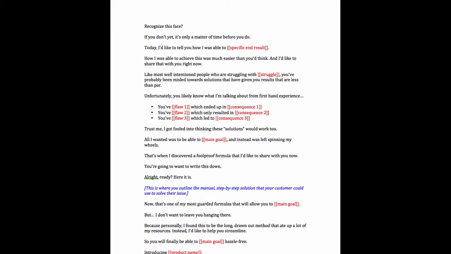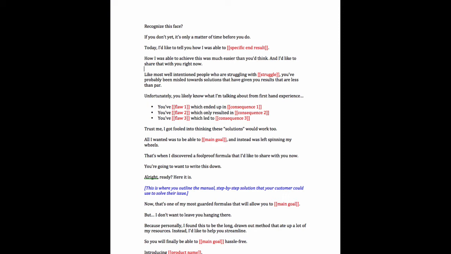So the first part about this template is we're actually going to start with a pattern interrupt. So we're going to start with basically a very ballsy statement that's going to grab the attention of the viewer and make them look twice. So that's why we start with something as in your face as, recognize this face. If you don't yet, it's only a matter of time before you do.